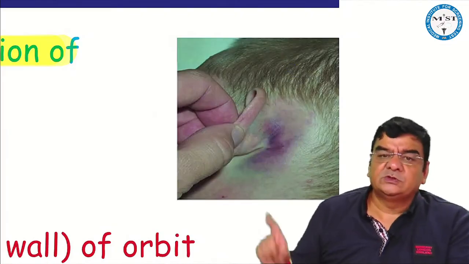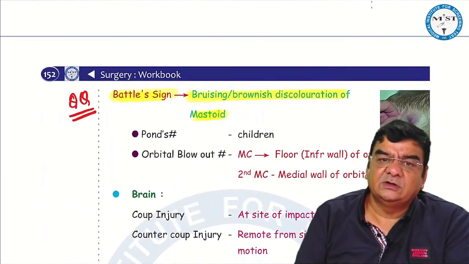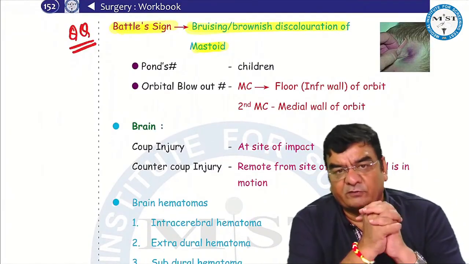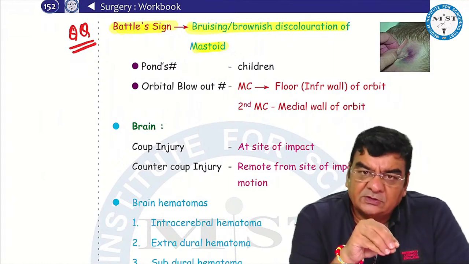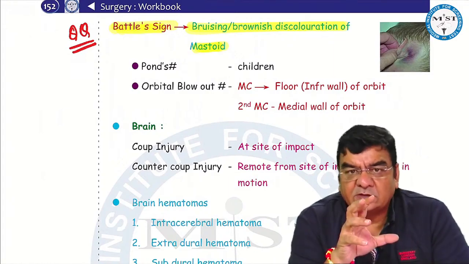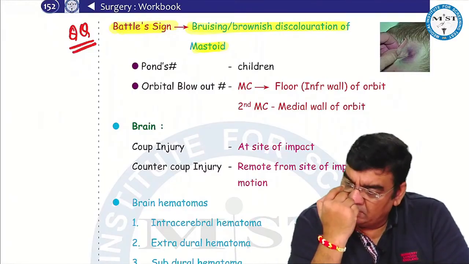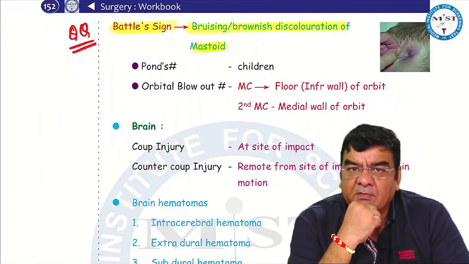This is bruising or brownish discoloration at the mastoid, commonly seen in middle cranial fossa fractures, but can be seen in posterior cranial fossa fractures also. Pond fracture is commonly seen in children, like a dent on a ping pong ball. Orbital blowout fractures, most commonly it is the floor of the orbit. Second most commonly it is the medial wall of the orbit.